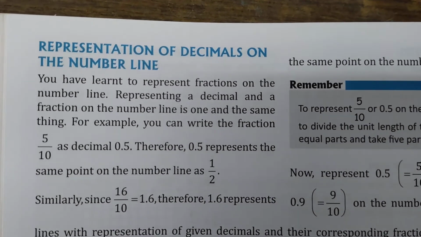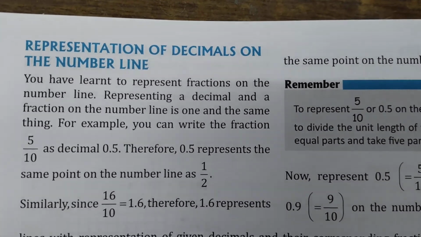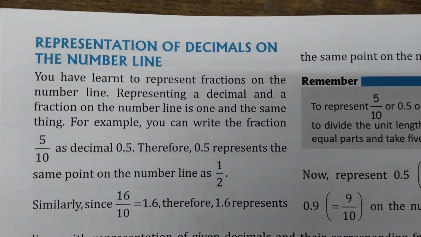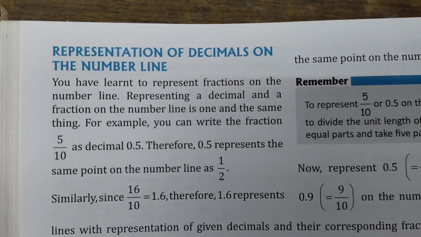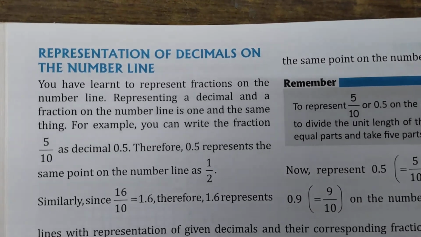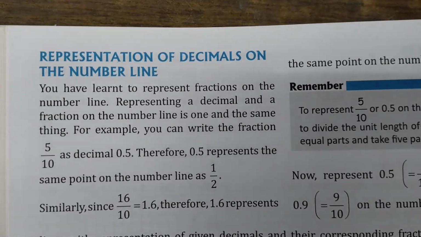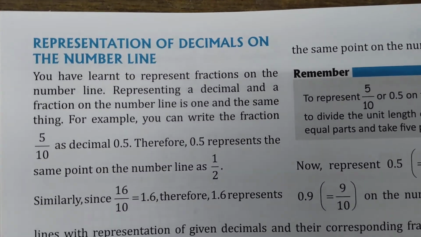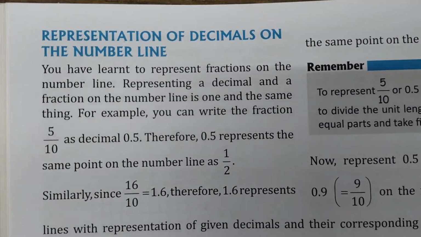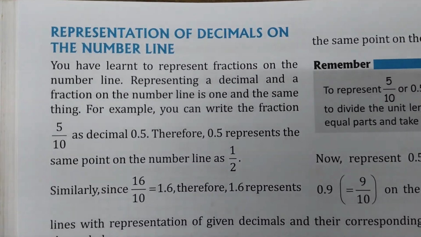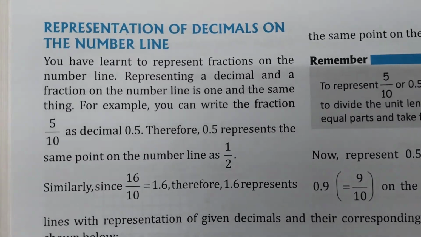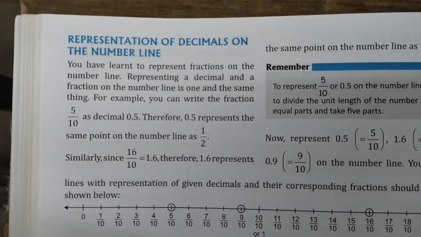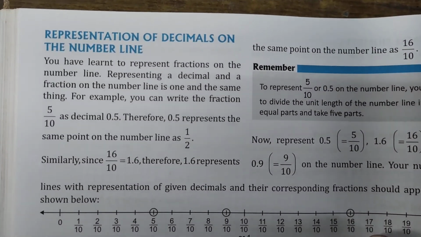Representation of decimals on the number line. We have learned representation of fractions on the number line. Representing a decimal and a fraction on the number line is one and the same thing. For example, you can write the fraction 5 by 10 as the decimal 0.5. Therefore, 0.5 represents the same point on the number line as 1 by 2. Similarly, 16 by 10 is 1.6, so 1.6 represents the same point as 16 by 10.